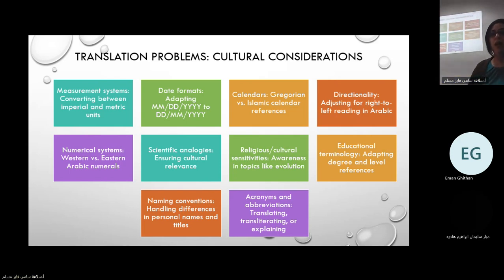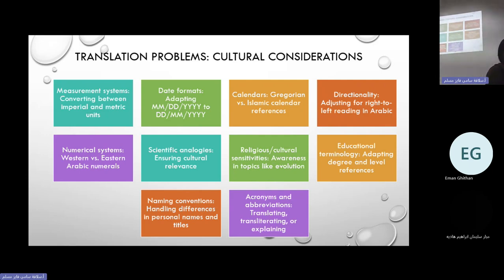Okay? The date formatting, for example, in the English language, you use month, date, year. In Arabic, we use date, month, year. Okay. The calendar in the west uses the Gregorian, which we know, like January, February, March. Okay. In the Islamic world, they use the Islamic calendar. Okay. اللي هو الربيع الأول، الربيع الثاني وغيره. Okay.